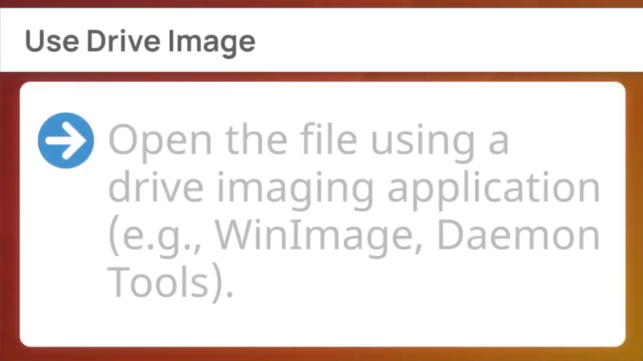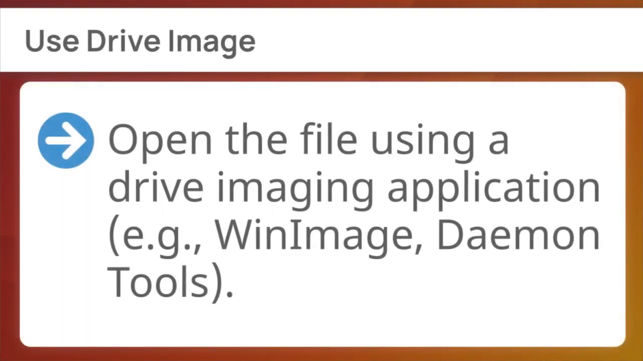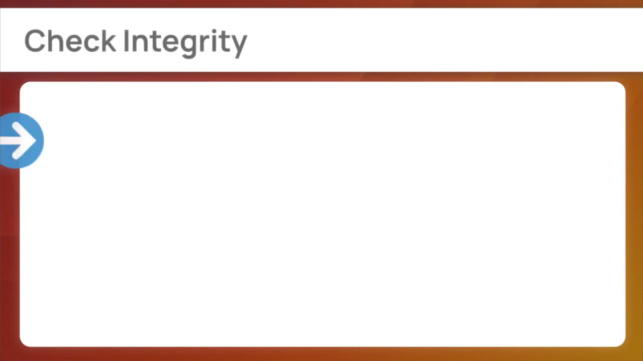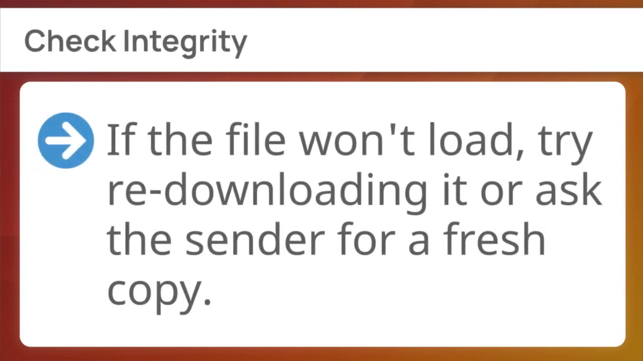First, use a drive image tool. Open the file using a drive imaging application, e.g. WinImage, Daemon Tools. Next, mount the image. Use the software's mount function to mount the image as a virtual drive. Finally, check integrity. If the file won't load, try re-downloading it or ask the sender for a fresh copy.